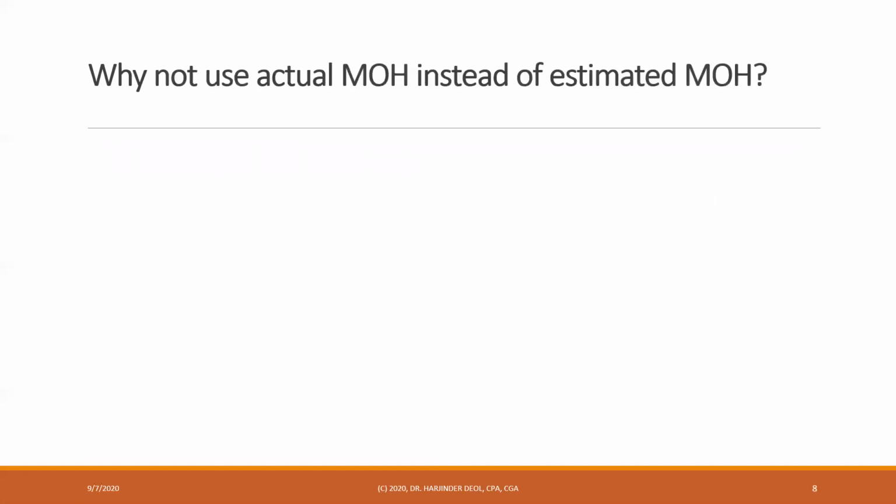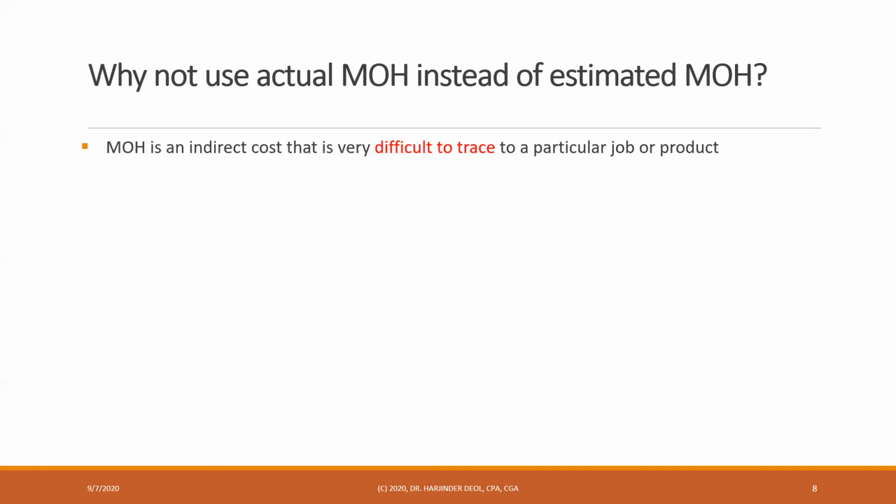The second question you might have is, why should a company use an estimated or a predetermined manufacturing overhead? Why not use the actual manufacturing overhead cost? Well, there are a few good answers to that. First of all, manufacturing overhead is an indirect cost that is very difficult to trace to a particular job or product.